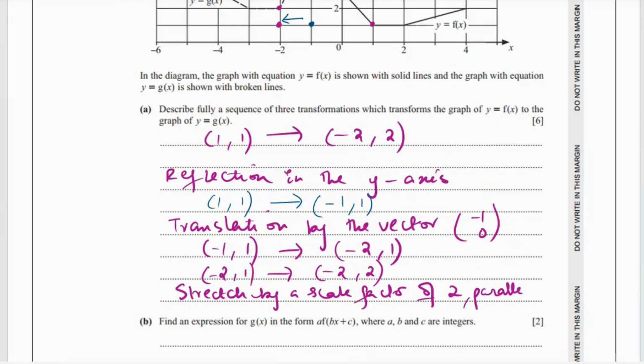parallel to y. So we start with the reflection in the y-axis. Then it's a translation by the vector of negative 1, 0 because you shift the graph 1 unit towards the left-hand side. And then it's being stretched by a scale factor of 2 vertically, parallel to y. So this is your correct sequence for the 3 transformations that are happening in this question.